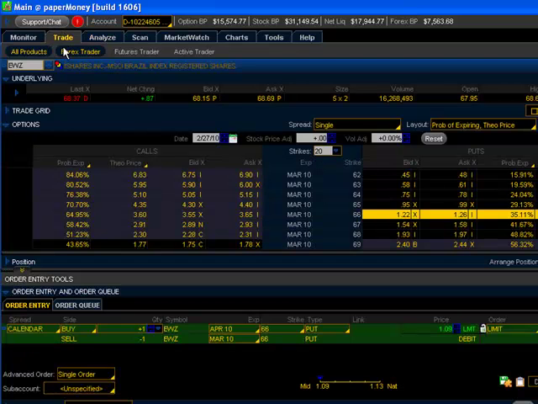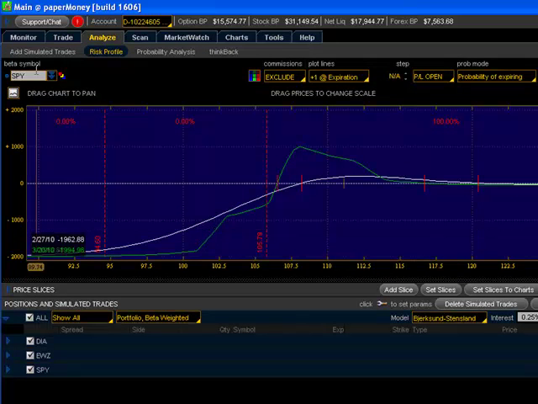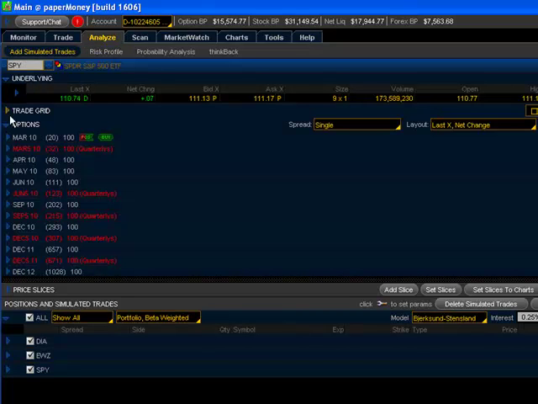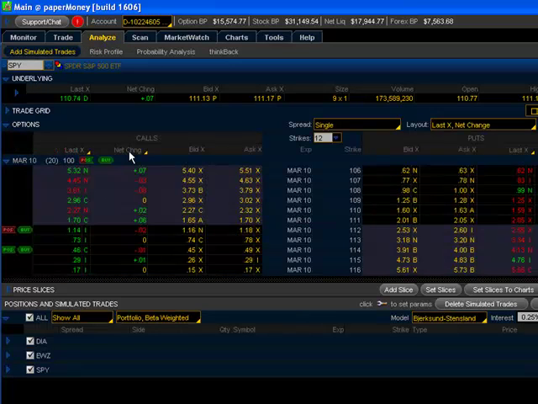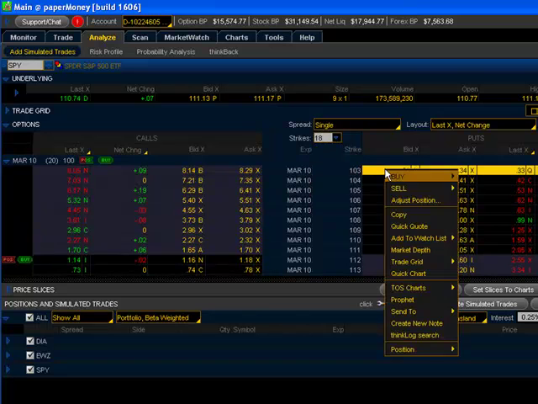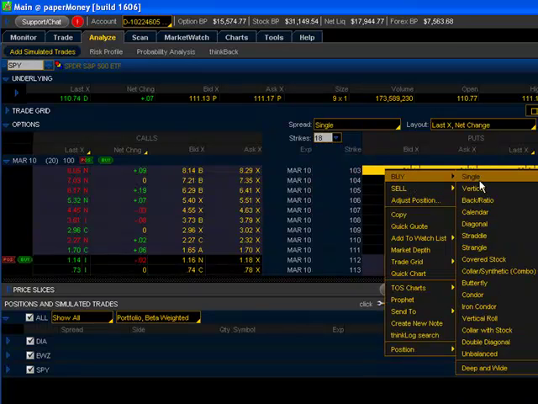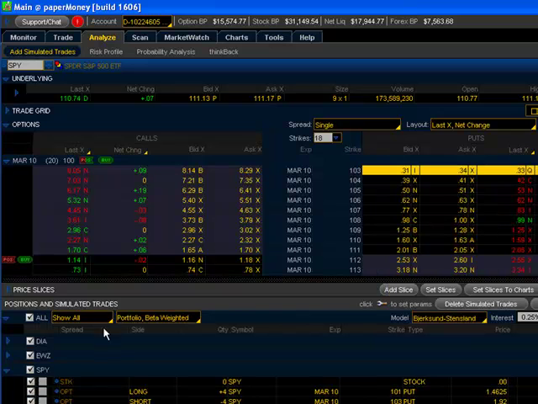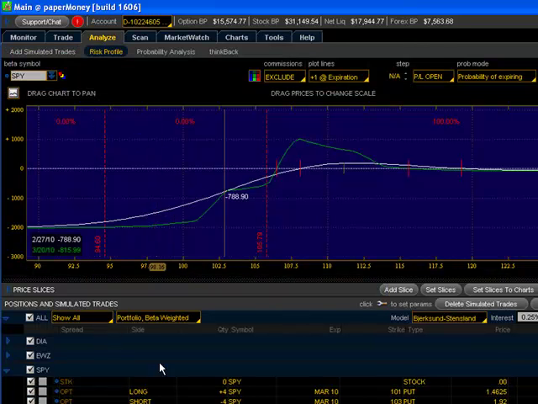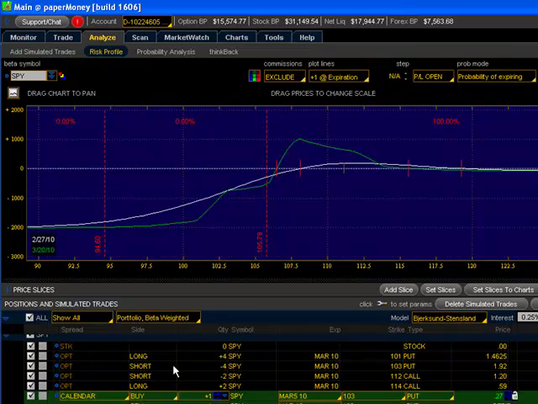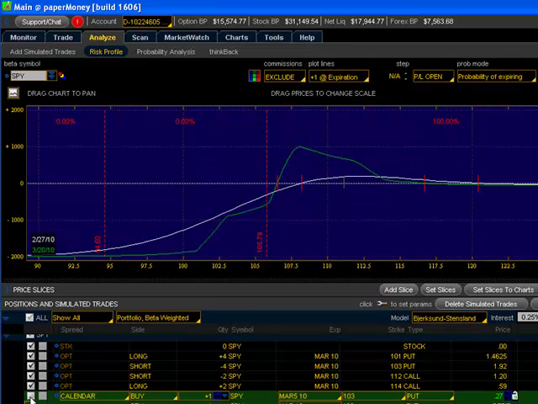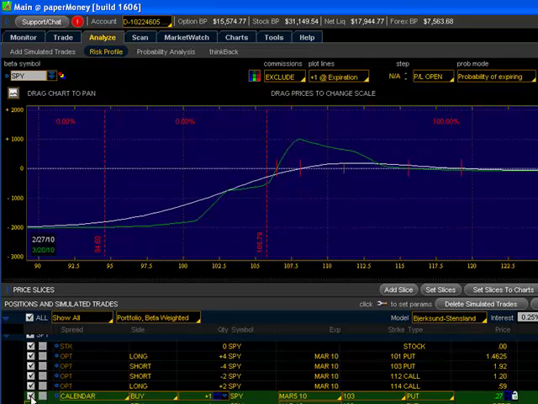So what I could do is go over to the, actually let me go back to the Analyze tab, let's go to the Add Simulated Trades. We've got the SPY up. Let me just look at the 103, need to add a few more strikes. The 103 calendar, I can buy a calendar. Now we'll switch back over to the risk profile. And let's actually look at this position with and without. We see that there's a little bit of an adjustment to this position, certainly.